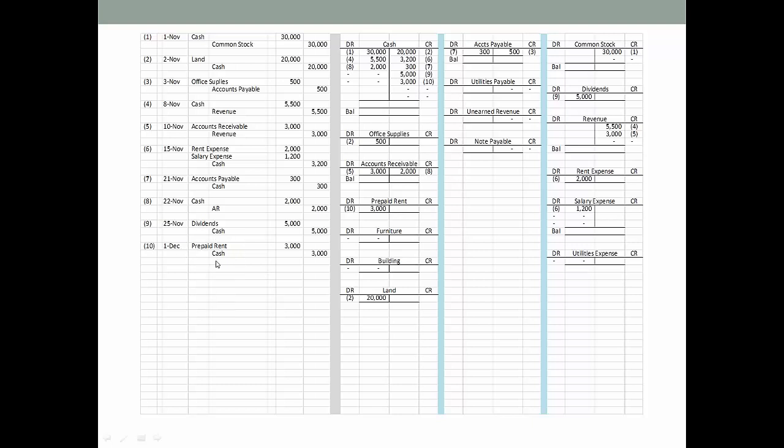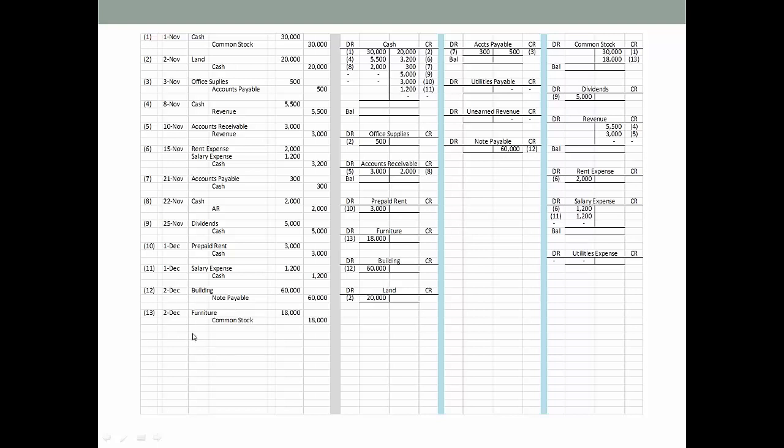Next, we have prepaid rent, an asset, and cash is being spent, an asset. So prepaid rent went up and cash went down. Salary expense, cash went down, salary expense went up with the debit. Building is going up with the debit. Note payable is going up with a credit. So here we have our building, and here we have our note payable.